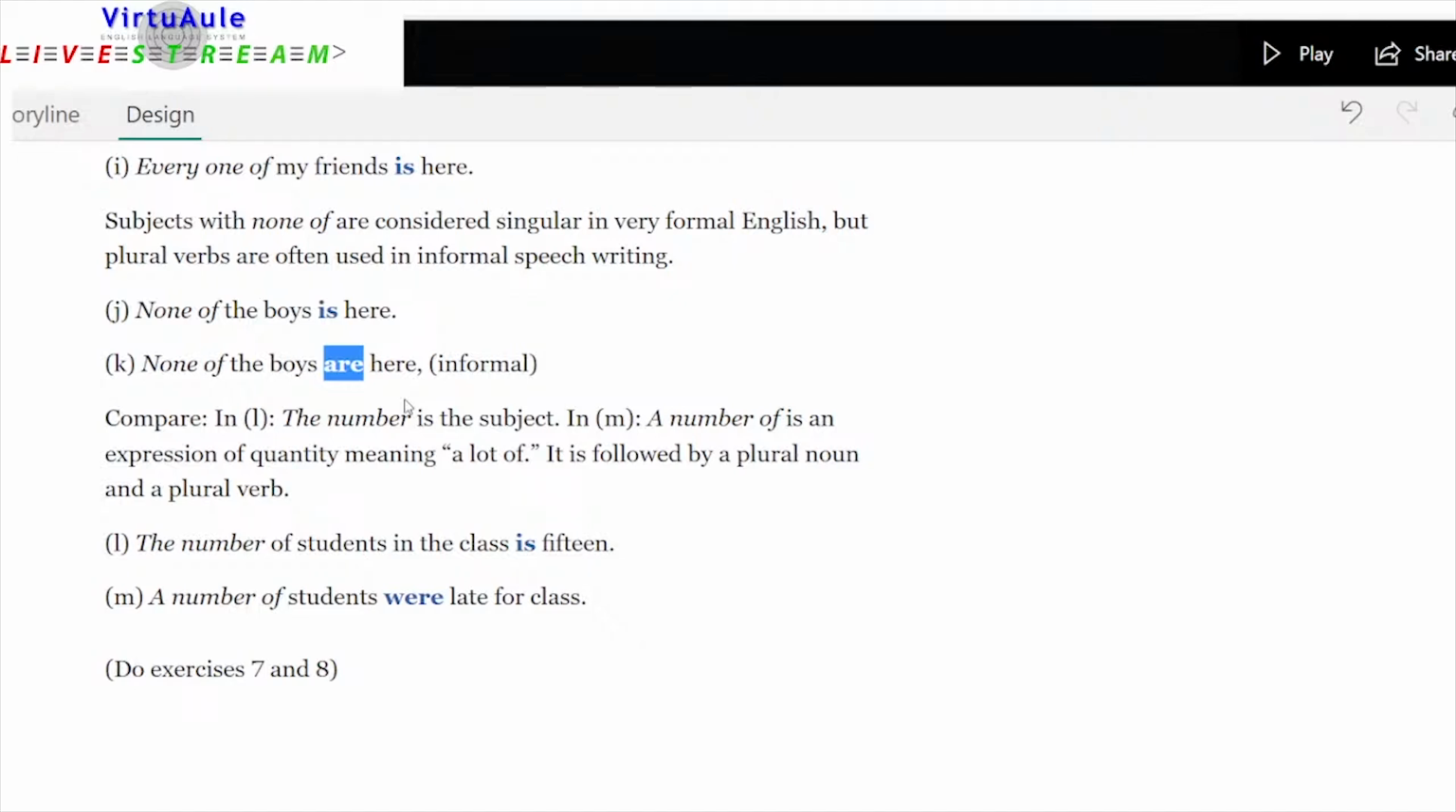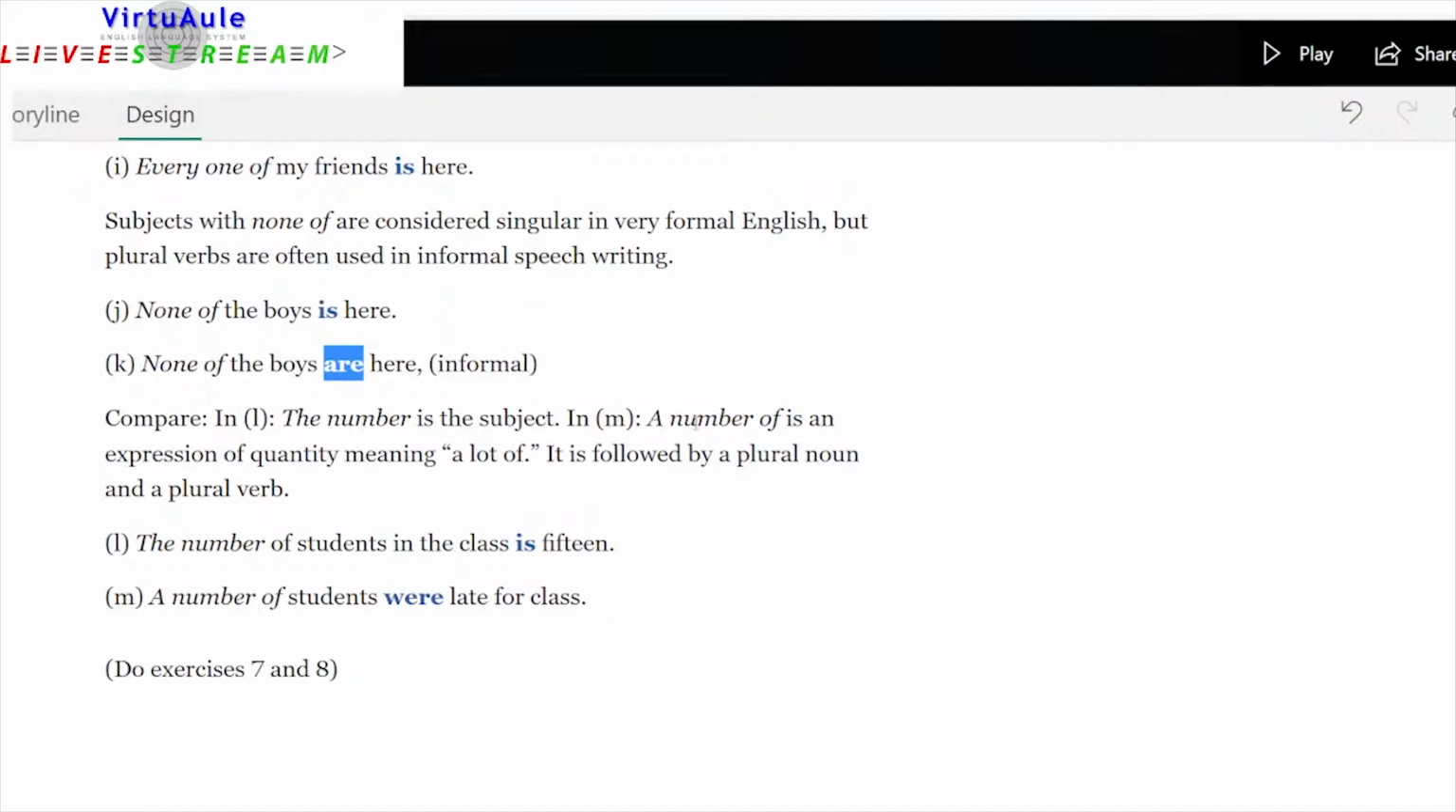We have kind of exceptions, and we have the common use, which could be more important than understanding a kind of formal rule. None of the boys are here. None of the boys is here. Sounds very strange.